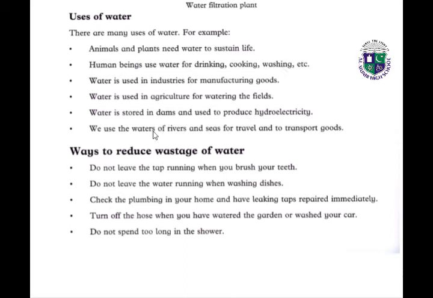We use the water of rivers and seas for travel and to transport goods.